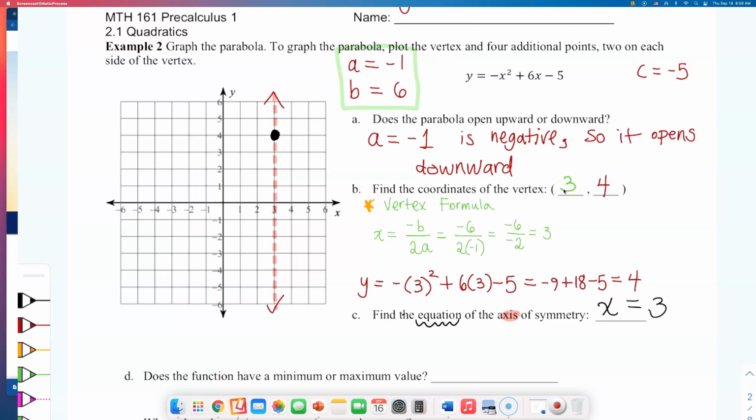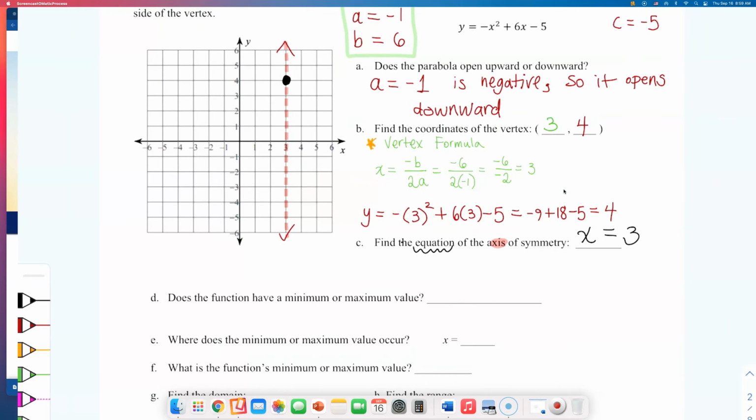Now, does this function have a minimum or maximum value? Okay, we know this graph, this parabola, opens downward.